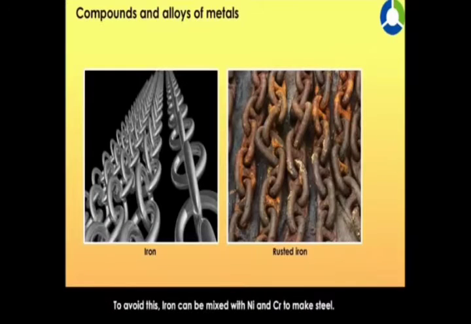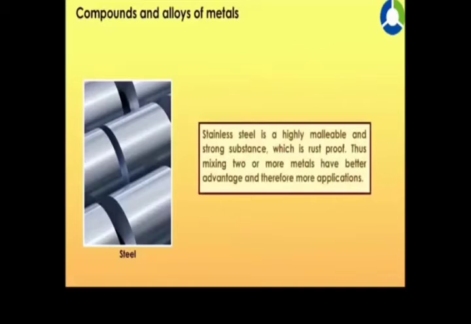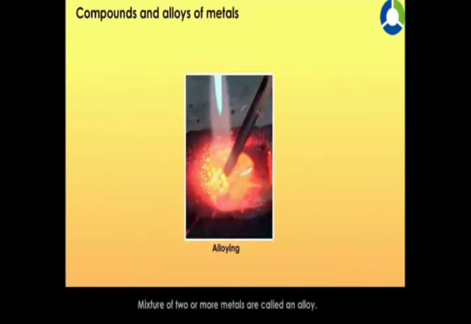To avoid this, iron can be mixed with nickel and chromium to make steel. This is called stainless steel, a highly malleable and strong substance which is rust proof. Thus, mixing two or more metals has better advantages and therefore more applications. The components are nickel and chromium. Yes, a mixture of two or more metals is called an alloy.